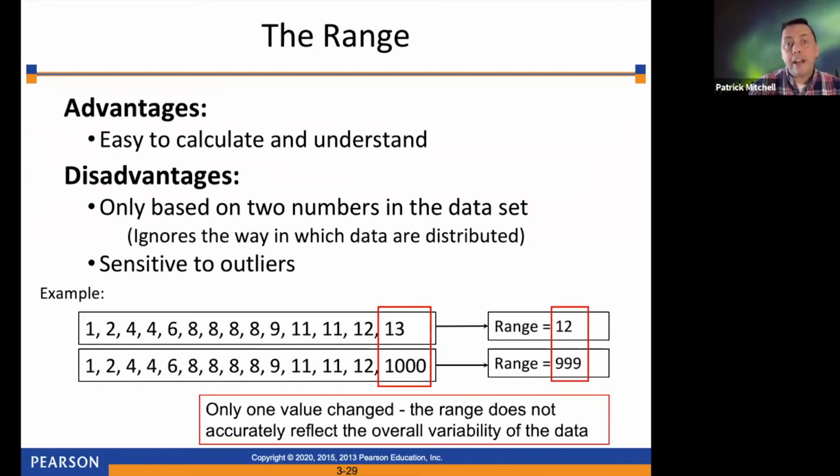Advantages: very easy to calculate and understand. Disadvantages: only based on 2 numbers in the data set. It is sensitive to outliers. If you change the 13 to 1000, you get a very different range. But as I was saying a moment ago, if you had changed some or even all of the values in the middle, the range would not change.